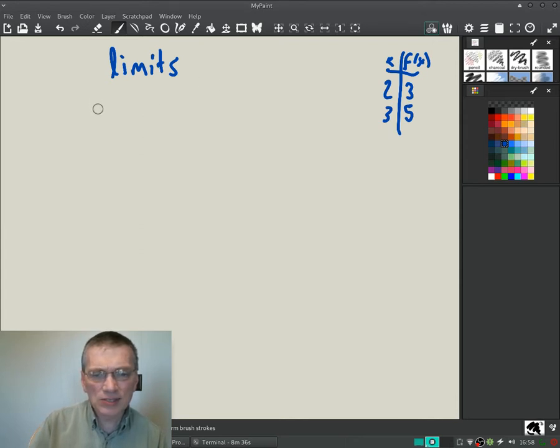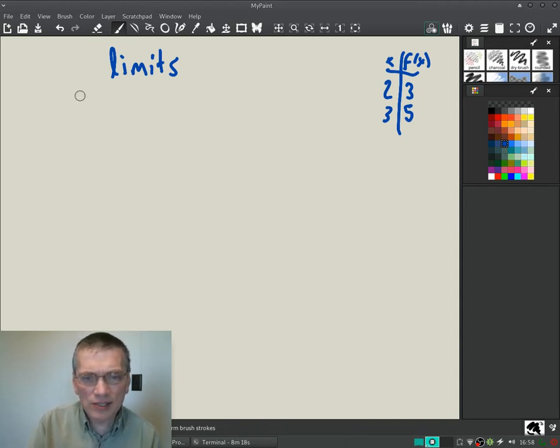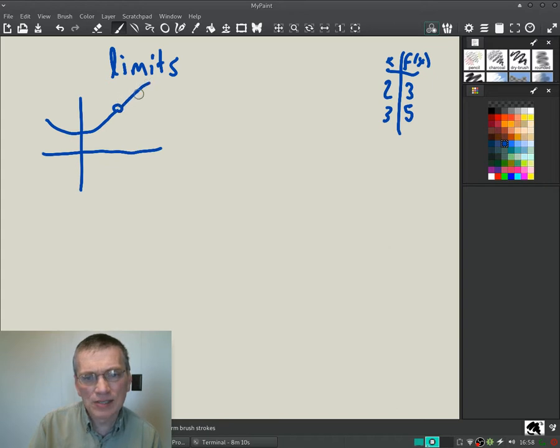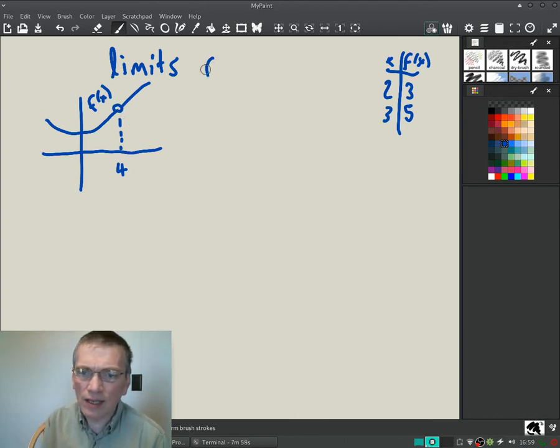And limits, you've sort of already talked about this when functions go to infinity. Sometimes we say the limit as x goes to infinity is infinity, for example, for some polynomials. Alright, but let's talk about other limits. You've seen functions that look like, say, one like this, and it has a hole here. Say it has a hole at 4, and this is f of x, whatever it is. So, f of 4 does not exist.